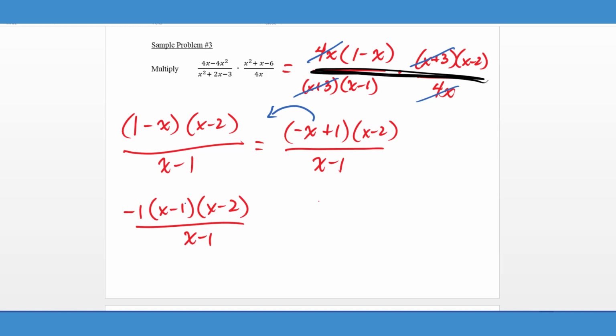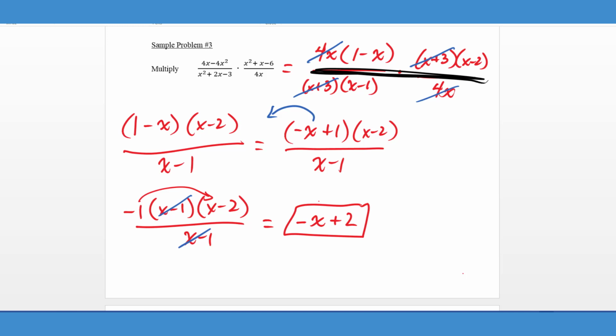And so if we do that, what we end up getting is an x minus 1 left over. And so now we have a situation where we can cancel out the x minus 1s. Now I'm going to go ahead and choose to redistribute this negative 1 back over here to this x minus 2. So my final answer, simplified, is negative x plus 2.